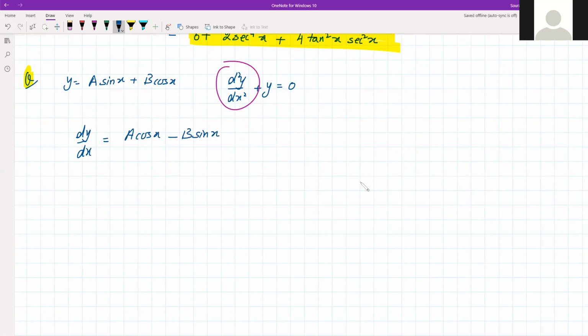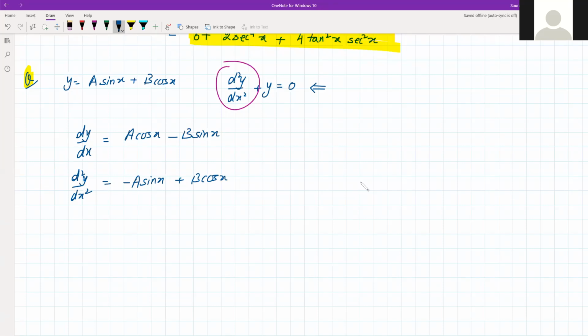Now in our question, we have to prove this d square y by dx square. So that means we have to now differentiate it again. So what will that be? That will be minus a sin x plus b cos x. And what do we have to prove?